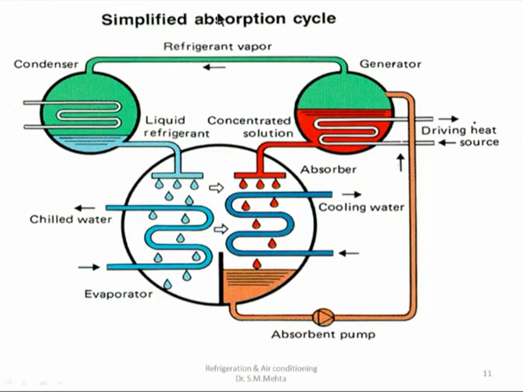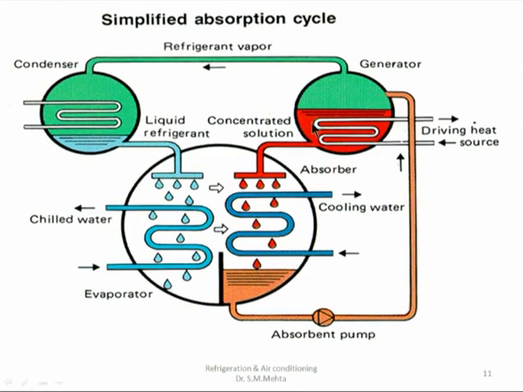Here is the familiar generator, this is the absorber, this is the condenser, and this is again the evaporator. From this schematic you will realize in which form the refrigerant will be. Suppose after the generator, the refrigerant will be in vapor form when it is heated by some driving heat source. So this is for the heat source.